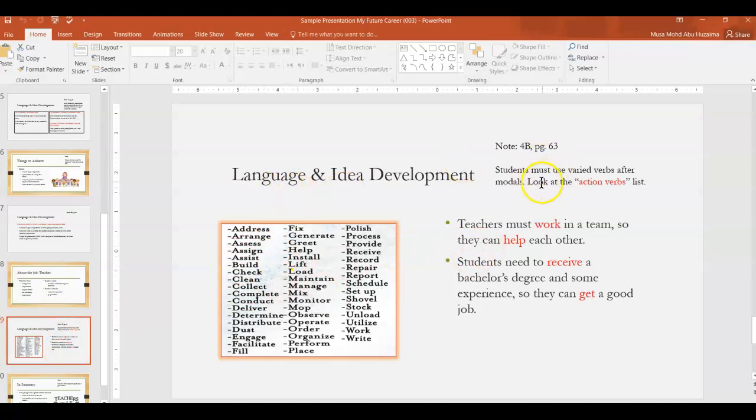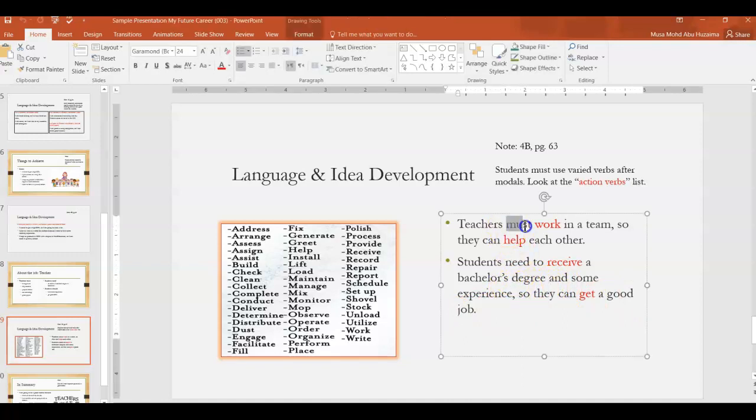Okay? So you can say teachers must work in a team so they can help each other. Students need to receive a bachelor's degree and some experience so they can get a good job. So we used here verbs, modal verbs like must, need to, can. Okay?